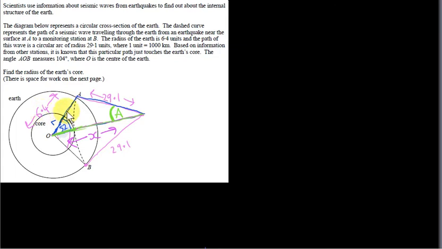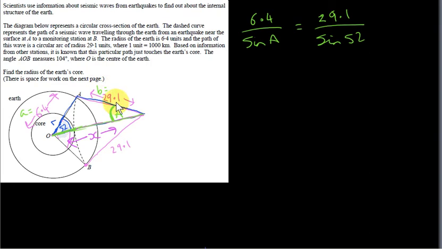And the sine rule says that a side and a corresponding angle are related by 6.4 over sine A equals another pair involving a side and a corresponding angle. So we've 29.1 over sine 52. So this is just the sine rule, where little a is 6.4 and the angle opposite, capital A, is this. So little a is a side, capital A is an angle. And another pair would be little b is 29.1 and the angle corresponding to it is capital B, which is 52. So little a over sine big A equals little b over sine big B, essentially.